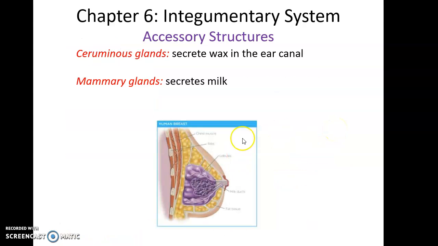All right, some other glands. There are the ceruminous glands. Ceruminous glands are found in the ear canal, and they secrete earwax. Then, of course, mammary glands. Mammary glands are modified sweat glands. They, of course, produce the very nourishing milk for a newborn.